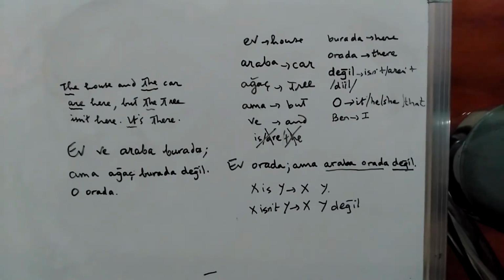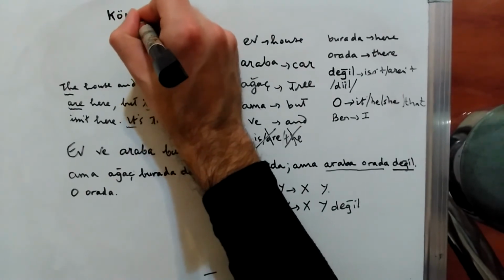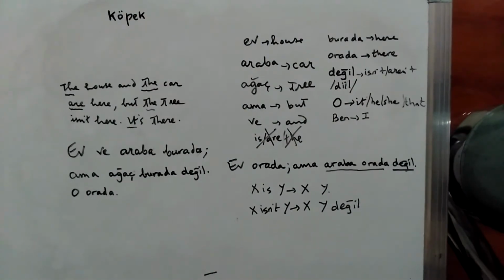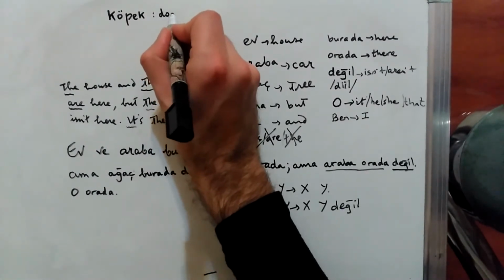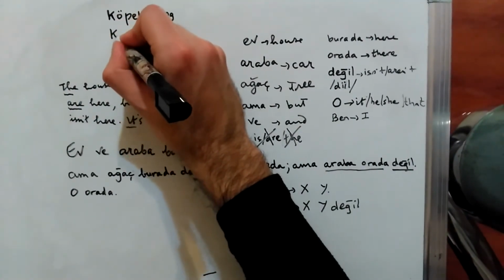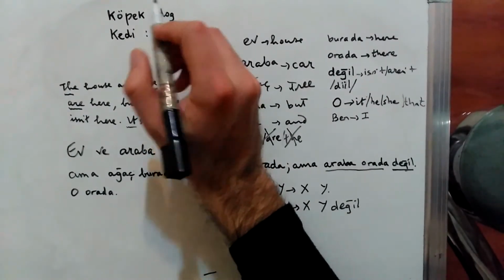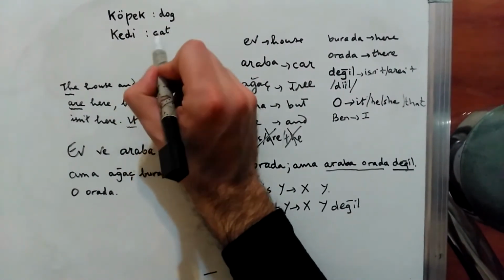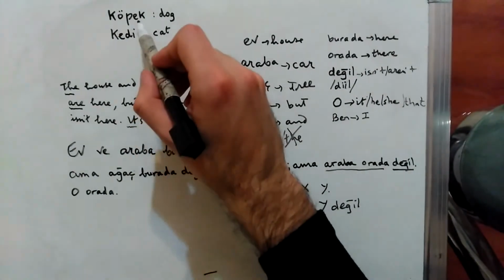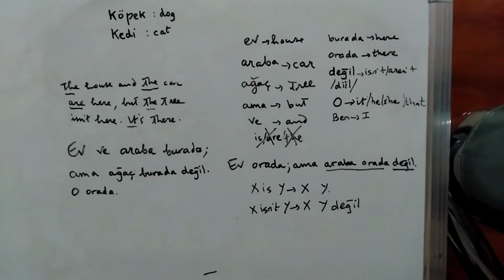That's about it. Let's learn a couple of more words and then I'll end the video. Let's learn the two animals. Three actually. Köpek. Köpek means dog. Köpek, dog. Kedi is cat. It kind of sounds the same though. Ked, cat, kedi, cat. So köpek ve kedi. The dog and the cat.